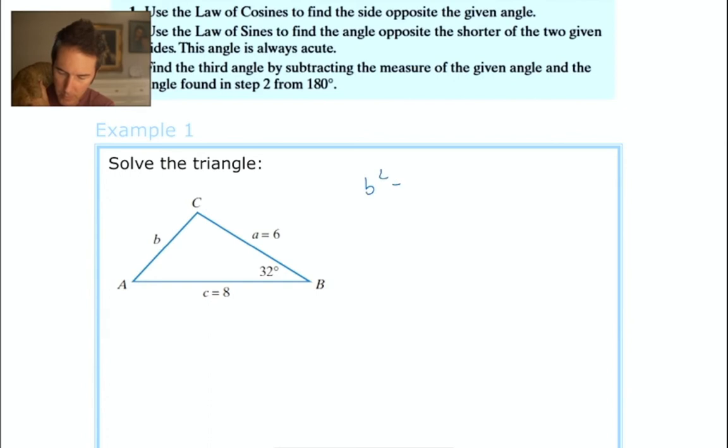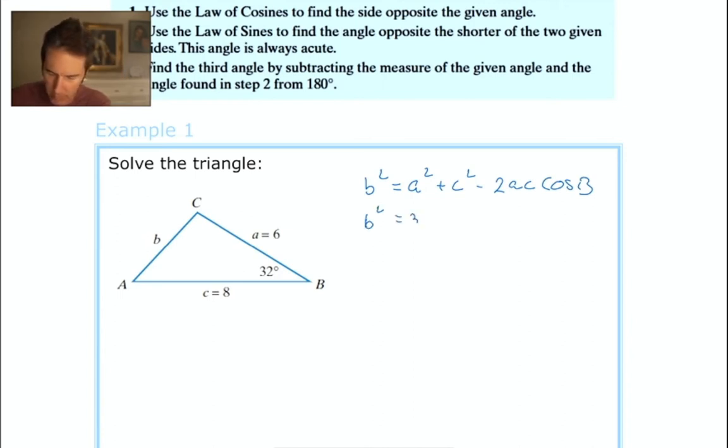We've got B squared equals A squared plus C squared, I think it was minus 2AC cosine B. Sophie, you were supposed to remember that. Is that correct? All right, so that's what we need, and then all we have to do is fill in the blanks. So we don't know what B is, so we'll leave the B squared there.